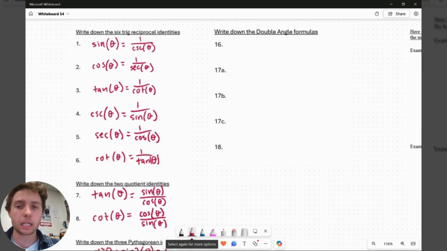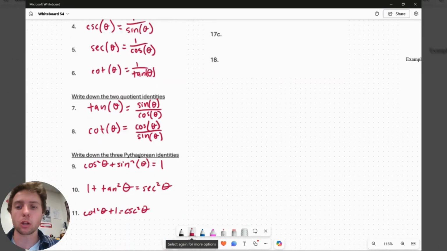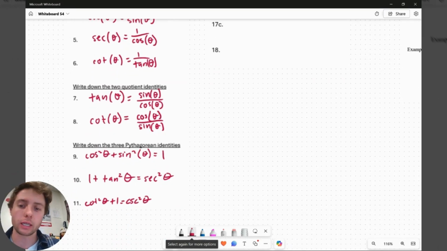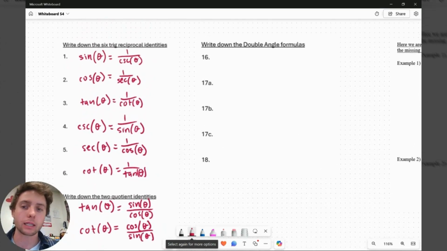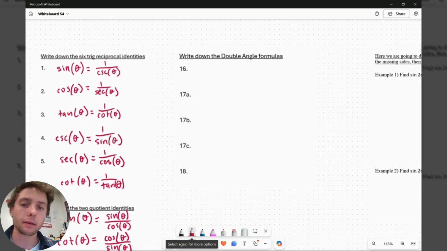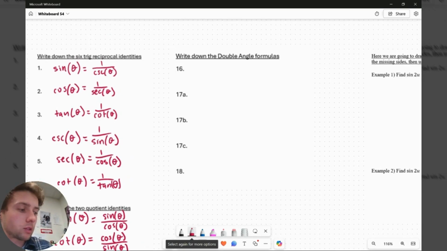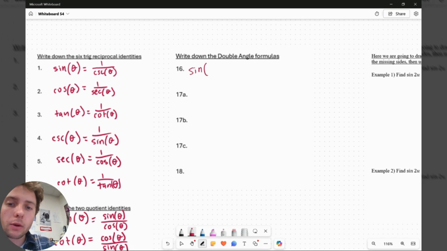Realize the left-hand side is from the last video, our reciprocal identities, our quotient identities, and we did prove and verify the Pythagorean identities as well. But again, not going to go through a proof of these ones right now. Let's just write them down. So what we know is sine of 2u, or whatever the angle is, is the same as 2 sine u times cosine u.